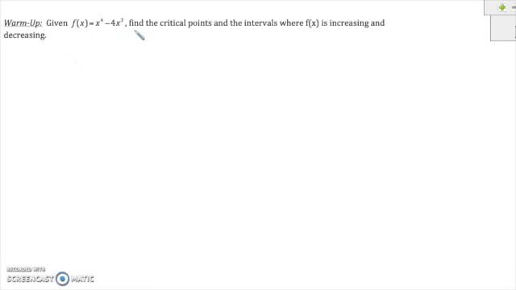Given f of x is equal to this, find the critical points and the intervals where the function is increasing and decreasing. So this is a review of what we did yesterday. The first thing I have to do is find f prime of x, and this is a super easy one: 4x cubed minus 12x squared.